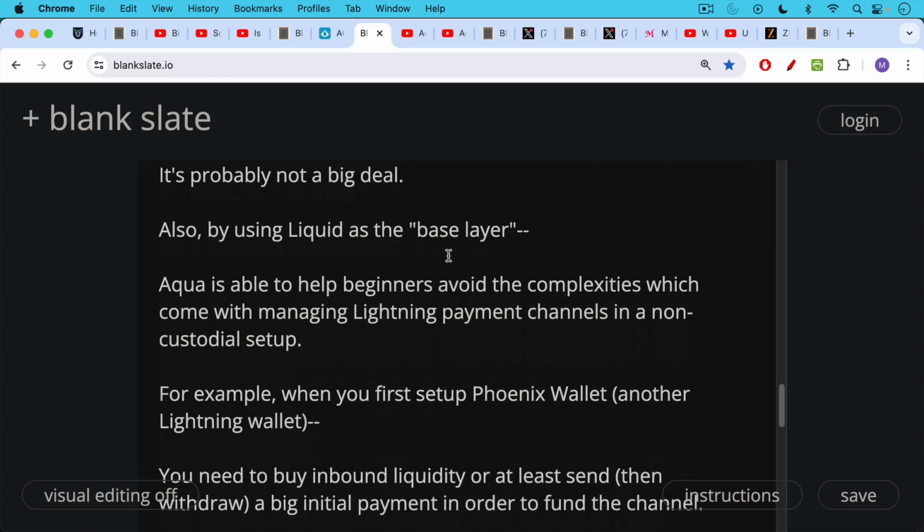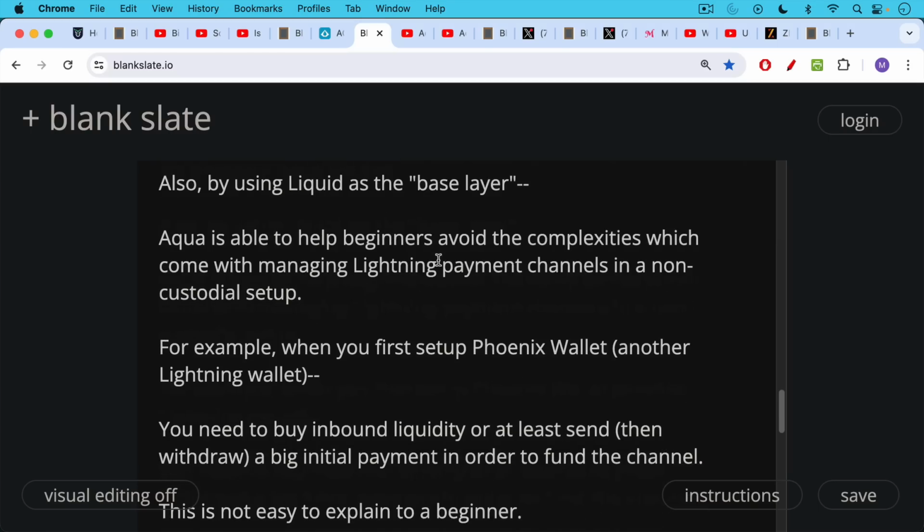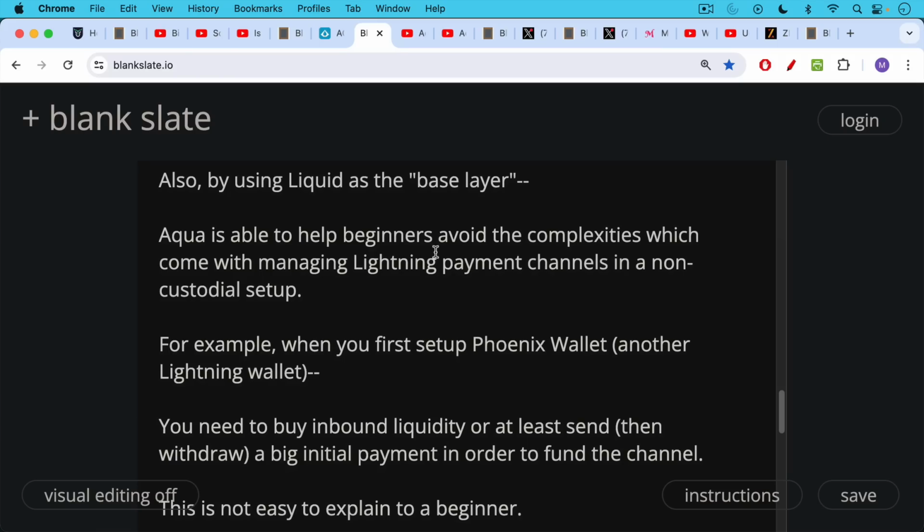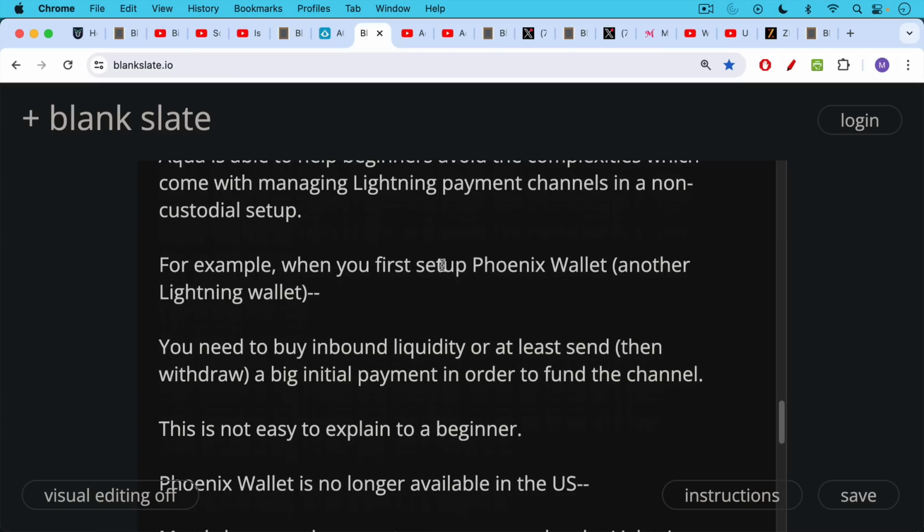For example, when you first set up the Phoenix wallet, as we went over a few months ago, this is another really well-respected Lightning wallet that's unfortunately no longer available in the US. But when you first set up the Phoenix wallet on your phone, you need to buy inbound liquidity, or at least send and then withdraw a large initial payment in order to fund the channel so you don't get hit with lots of little on-chain or larger on-chain transaction fees. And this is not something that's easy to explain to a beginner.